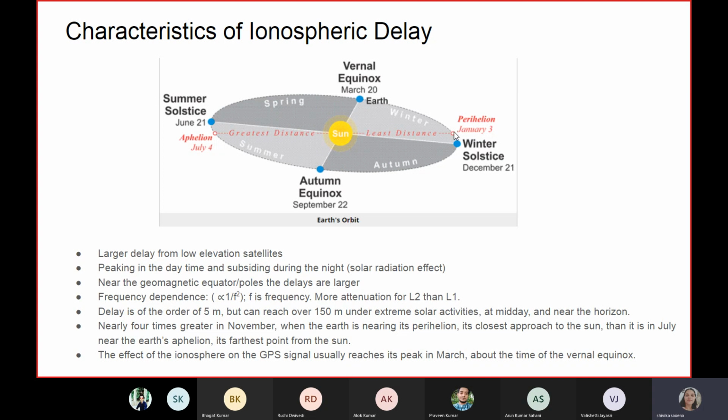Perihelion means the least distance of the Earth from the Sun. At this position, it is the closest approach to the Sun, which is in July near the Earth's perihelion. It is the farthest point from the Sun. So you understand, the distance from the Sun while orbiting the Sun also influences the ionospheric delay. The effect of the ionosphere on the GPS signal usually reaches its peak in March, about the time of the vernal equinox.